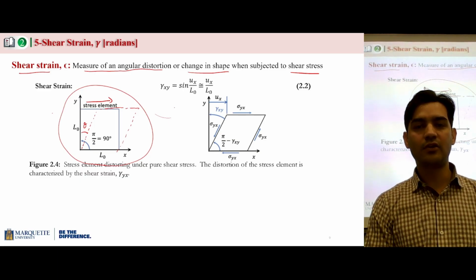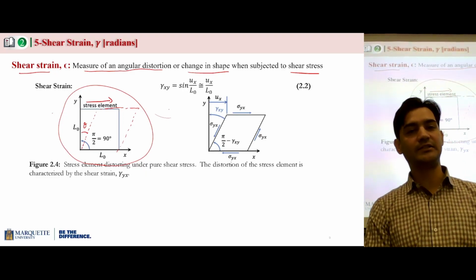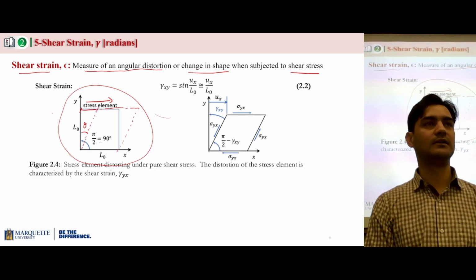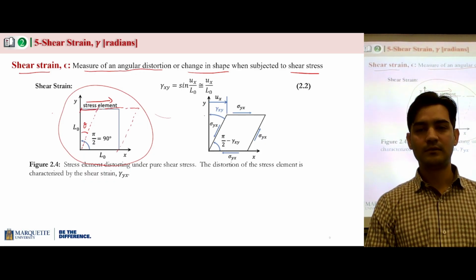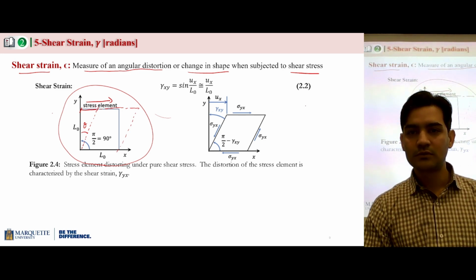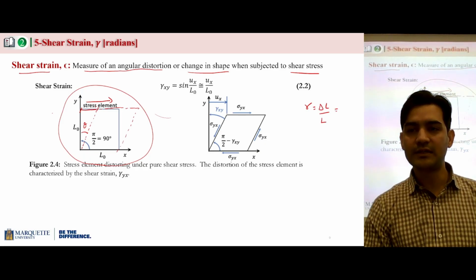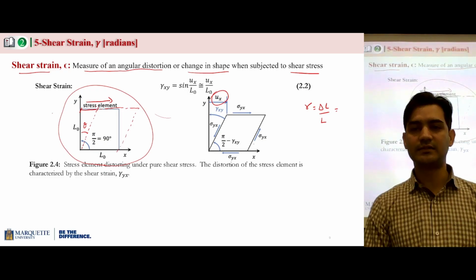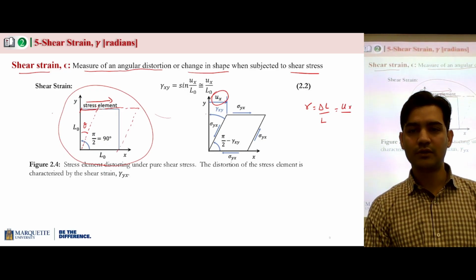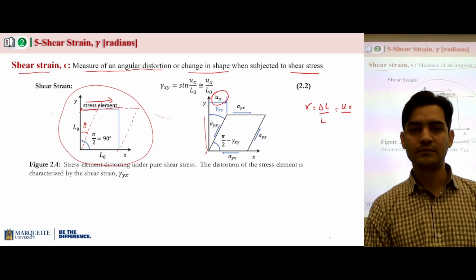And shear strain can also be calculated by the same formula, change in length by original length. But in this case, the change in length is this length. So strain you can calculate by change in length over original length, but in this case, the change in length is this, u of x. And the original length is L naught.